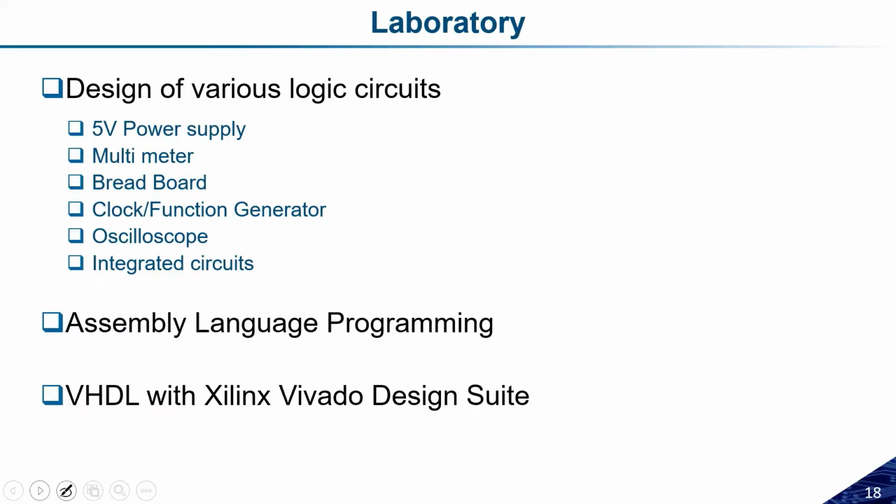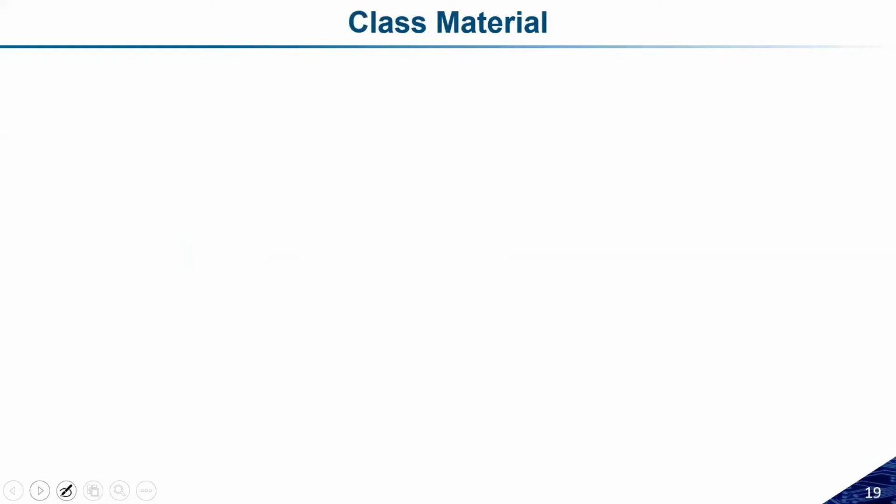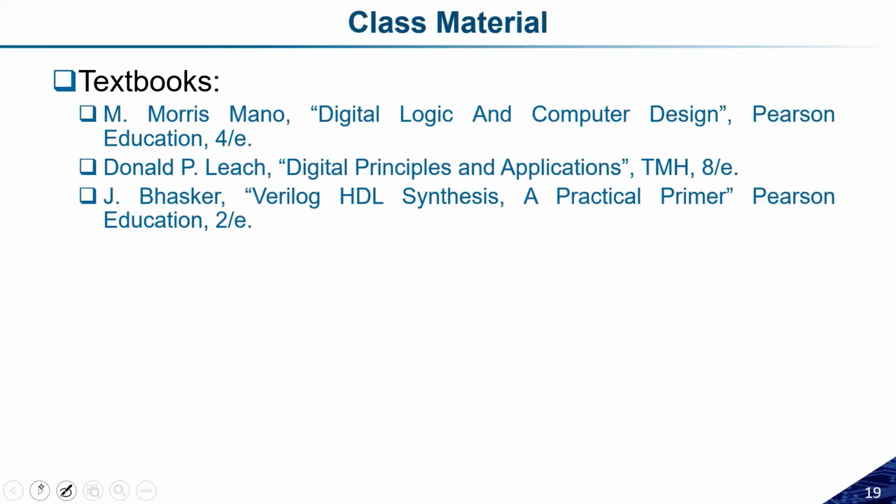So these are the things we are going to cover in this lab portion. Now, if you talk about the class material, these are some of the textbooks we are going to consider for this particular course. The first book could be Morris Mano. The second book could be Malvino Leach. For VHDL, we can consider J. Bhaskar.